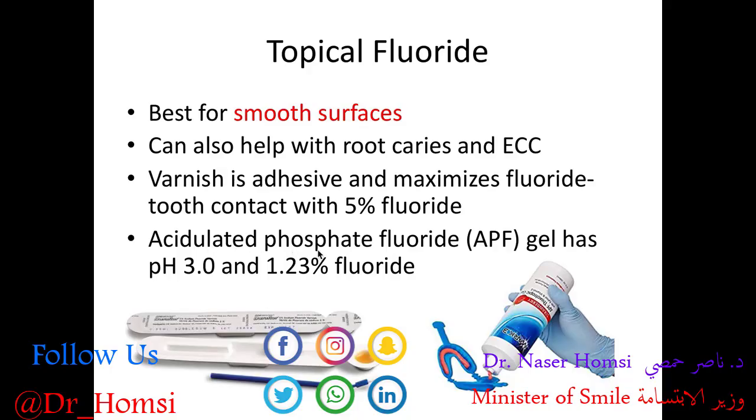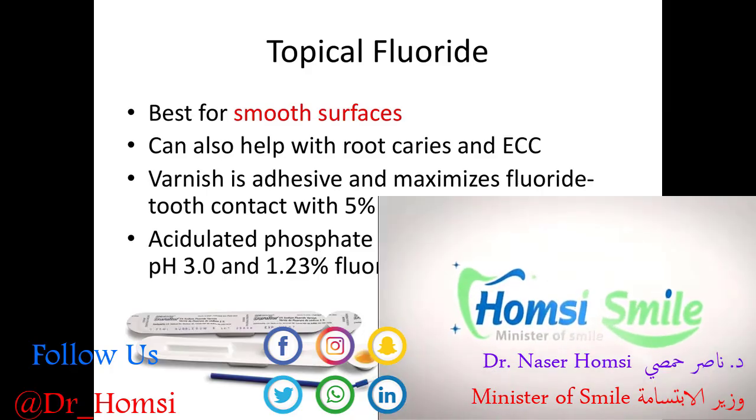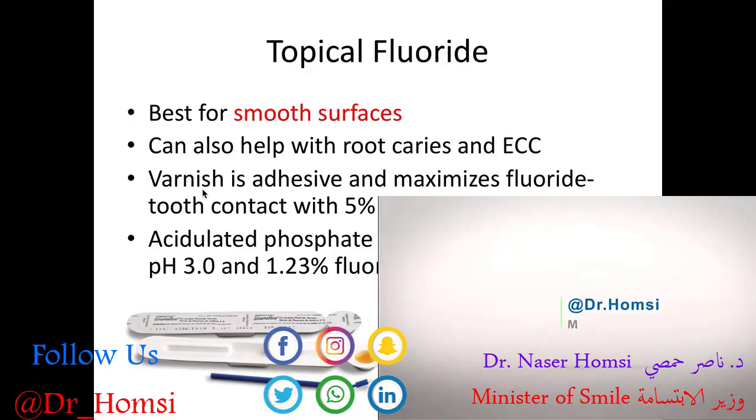And then acidulated phosphate fluoride, or APF gel, which is in the bottom right, has a pH of about 3 and is 1.23% fluoride. So APF gel temporarily and gently demineralizes enamel in a controlled way. So it does demineralize the enamel, but that is so that it can remineralize it with these fluoride ions directly applied to the teeth that are located within the gel. So either or, varnish is clinically proven as the best method, but APF gel is also very nice.